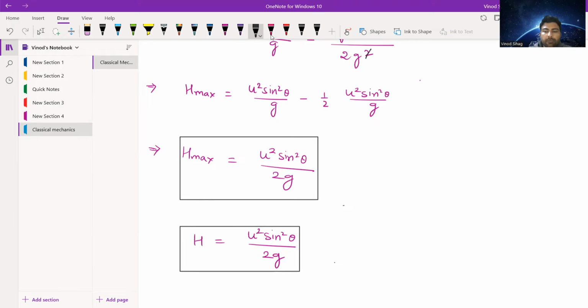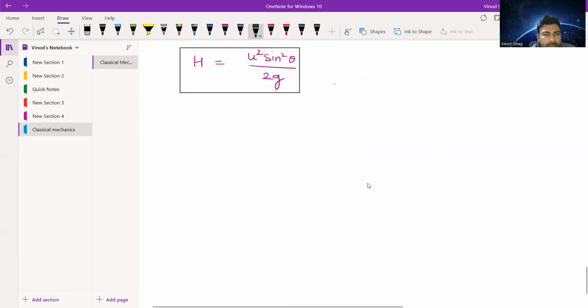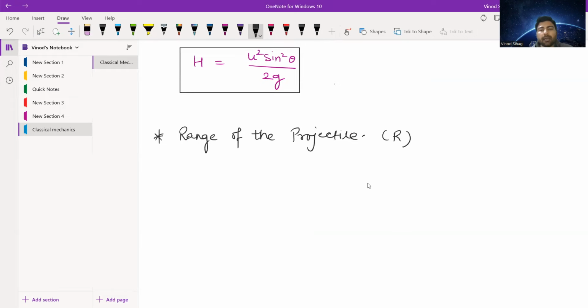Now time of flight we have done, and the maximum height we have done. What is left? Range. The range is very easy to determine, so we'll do that. One second. Okay, so our next topic is the range of the projectile, and it is written by capital R, that we are going to derive.